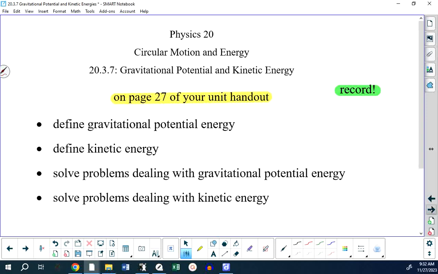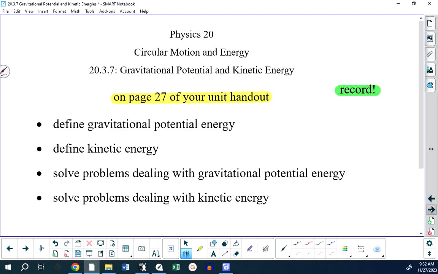I believe this is on page 27 of your unit handout. So the first part of the lesson is just a bunch of theory. I don't mean to say just a bunch, like it's not important. It is important. We're going to be defining gravitational potential energy and defining kinetic energy.